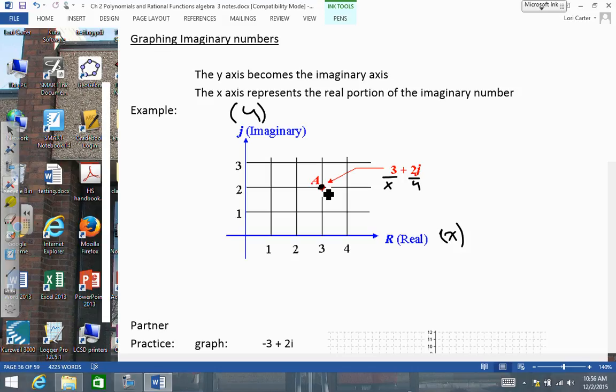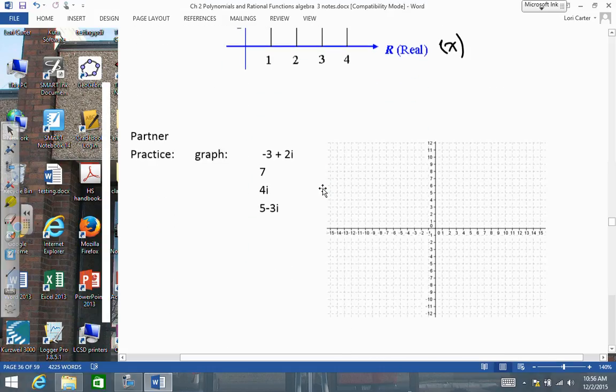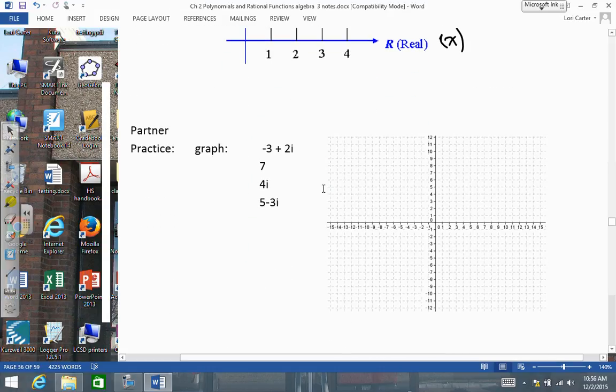All right, you have 4 problems to do. 2 of them are tricky. These are 4 different problems to graph. Let's see if you can get them.